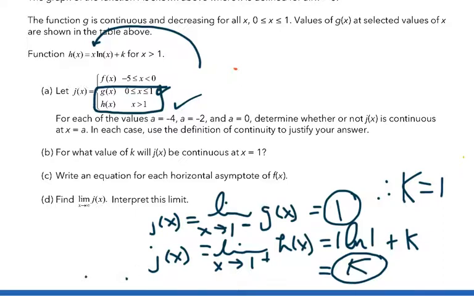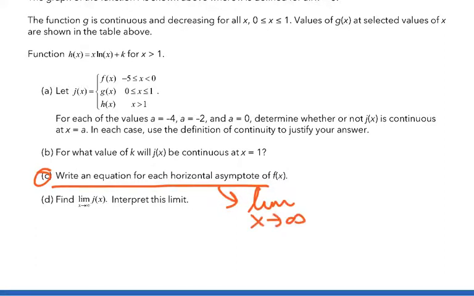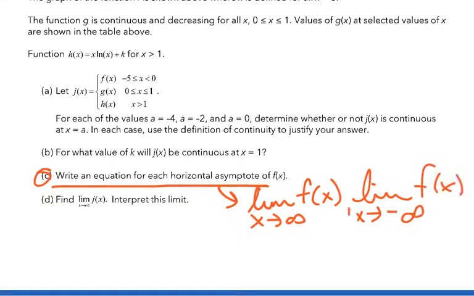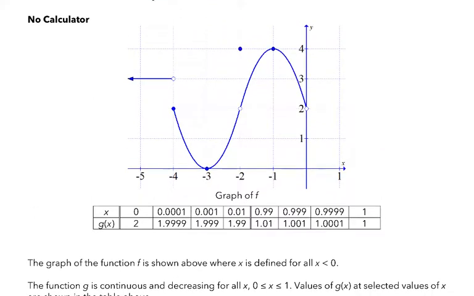Let's do a little bit quicker erase here. Clear ink. All right, part C. Write an equation for each horizontal asymptote. Horizontal asymptotes are limits as we approach positive infinity on the function. So we're looking at f only, the graphical. And we also need to approach negative infinity on the function. Those would provide me with any horizontal asymptote. So let's head to positive infinity. There's no horizontal asymptote over here. There's no graph even over there.